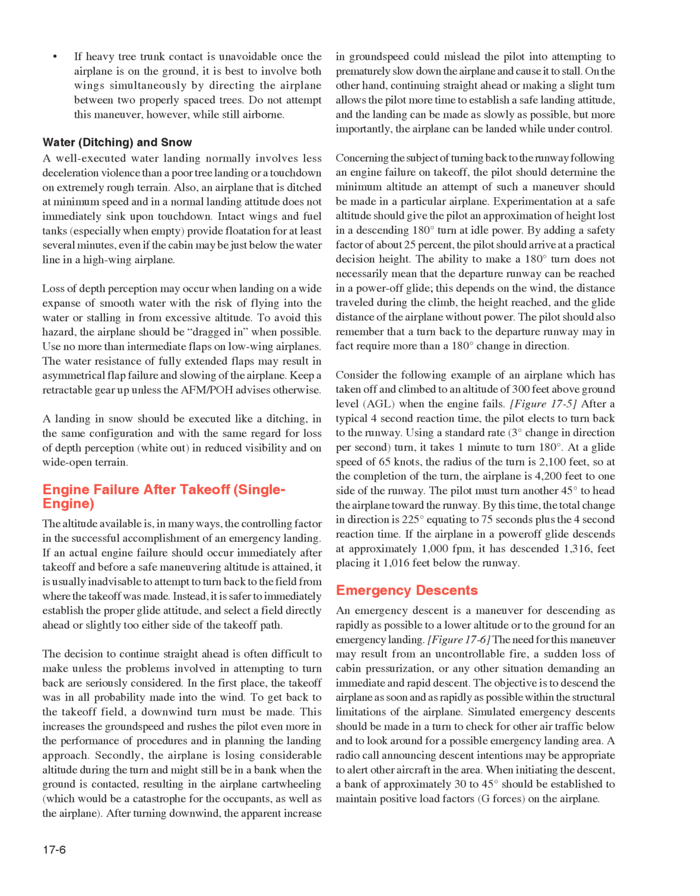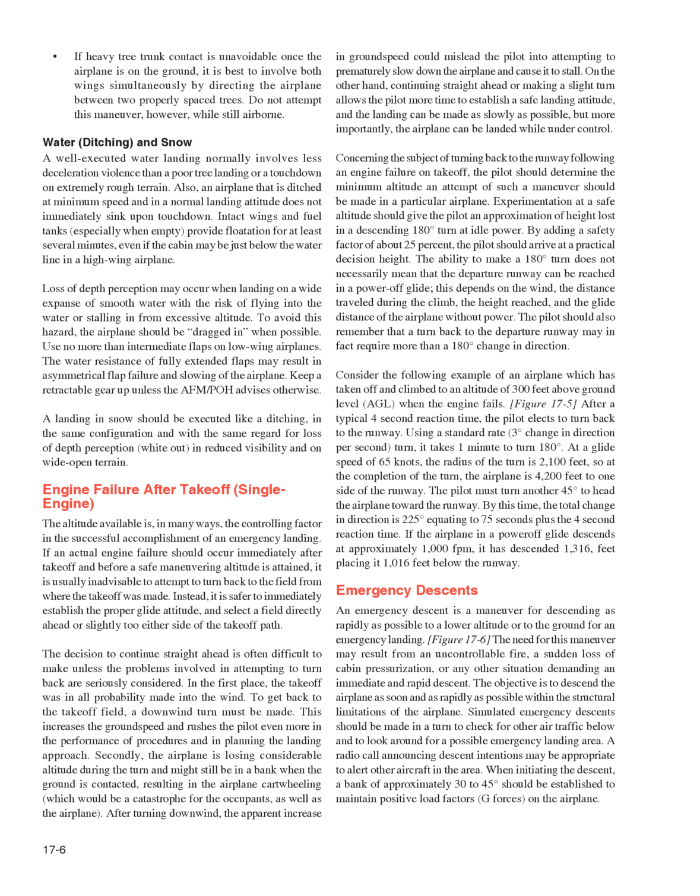On the other hand, continuing straight ahead or making a slight turn allows the pilot more time to establish a safe landing attitude, and the landing can be made as slowly as possible, but more importantly, the airplane can be landed while under control. Concerning the subject of turning back to the runway following an engine failure on takeoff, the pilot should determine the minimum altitude at which an attempt of such a maneuver should be made in a particular airplane. Experimentation at a safe altitude should give the pilot an approximation of height lost in a descending 180 degree turn at idle power. By adding a safety factor of about 25%, the pilot should arrive at a practical decision height.